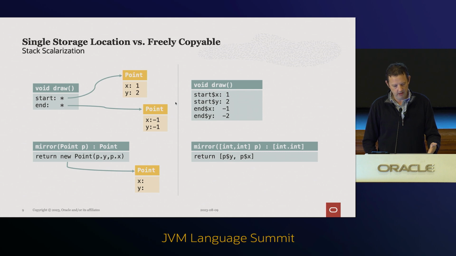Also pointing out that with that mirror method, we're returning a new point, that's an allocation, whereas if we can freely copy these x, y pairs around, we can just do a multiple return and copy them directly. We don't need a new allocation.